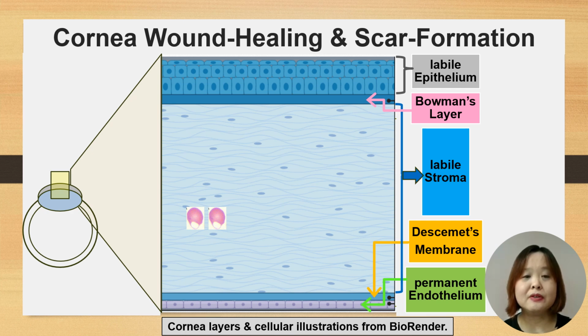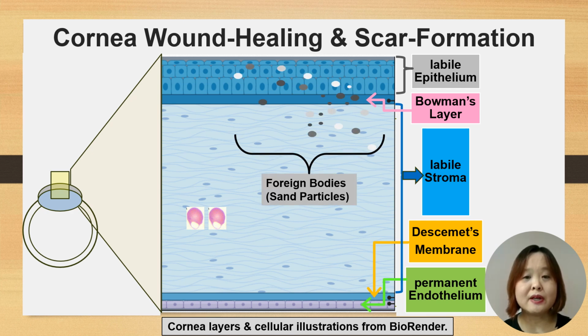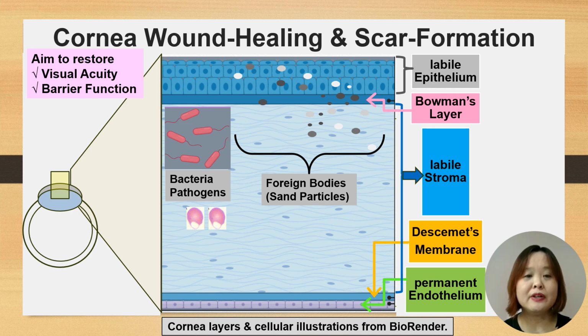In this scenario, the sand particles are foreign bodies that cause abrasion to the epithelium, Bowman's layer, and stroma. They may have deposited bacterial pathogens onto these cells. Effective wound closure and repair reduces infection and scarring, so that the cornea retains its visual acuity while its epithelium retains its barrier function.